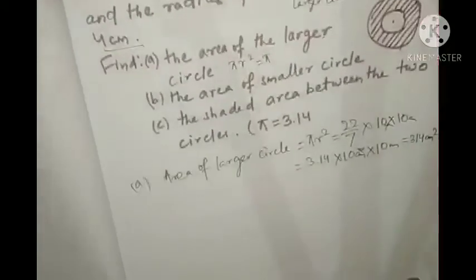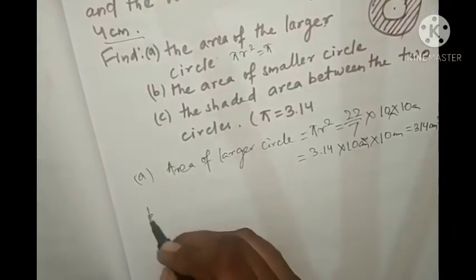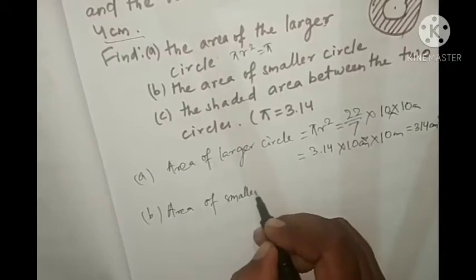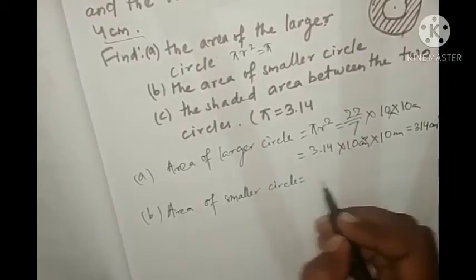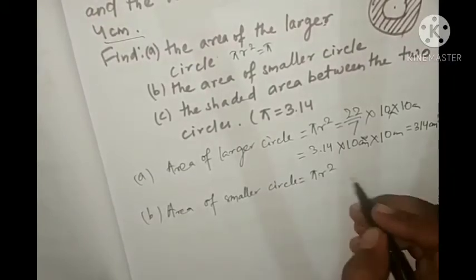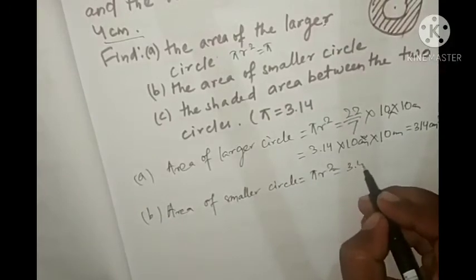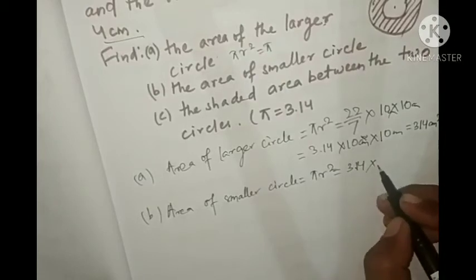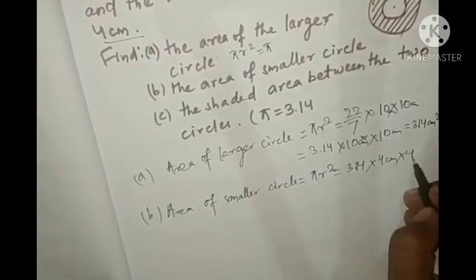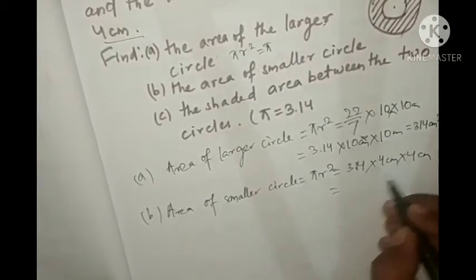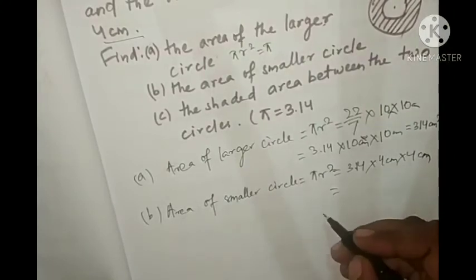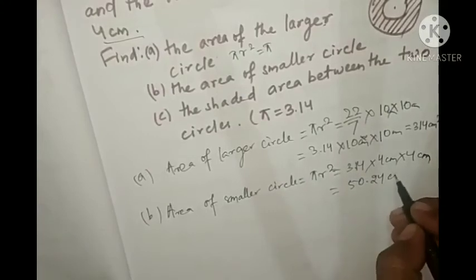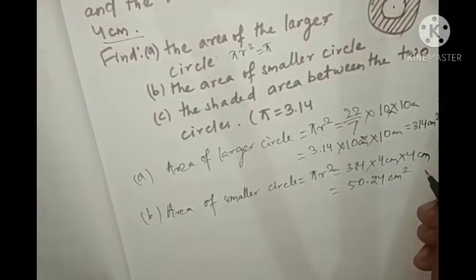Then we will see the area of the small circle. B, the area of the smaller circle equals the same pi r square, equals 3.14 into the small circle radius, 4 centimeter into 4 centimeter, which is 50.24 square centimeter.